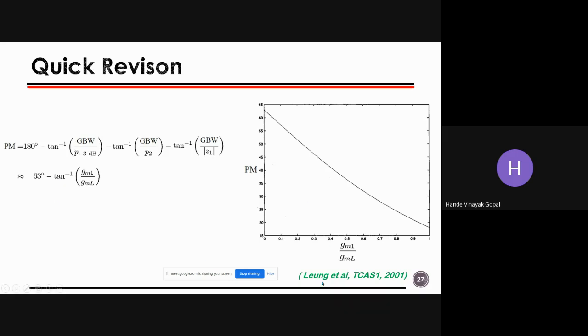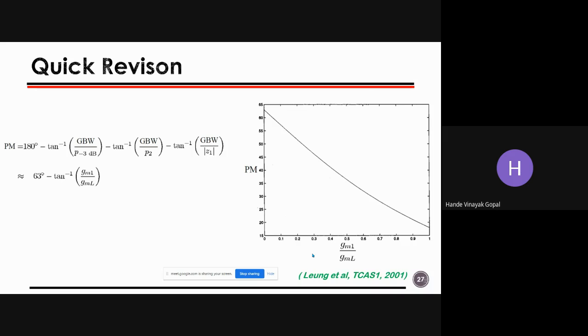If the GM1 to GML ratio is 1, then your phase margin is very, very poor. And if it is infinity, then your phase margin is 63 degree. If it is 0, tan inverse of 0, or very, very small. That means what we can gauge from this, if we put it into a sentence, is that my GML value should be very, very large compared to the GM1 value, so that I'll get a better phase margin.